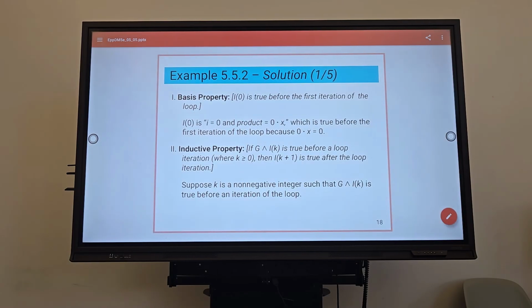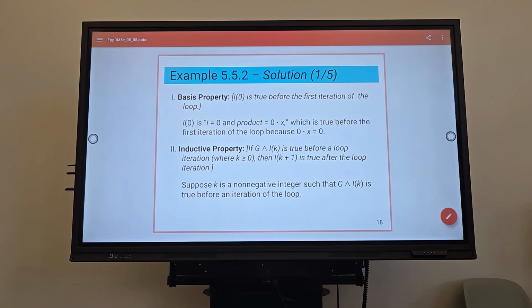Basis property. I of 0 is true for the first iteration of the loop, because I of 0 is I equals 0 and product equals 0 times x, which is true before the first iteration of the loop, because 0 times x is 0.